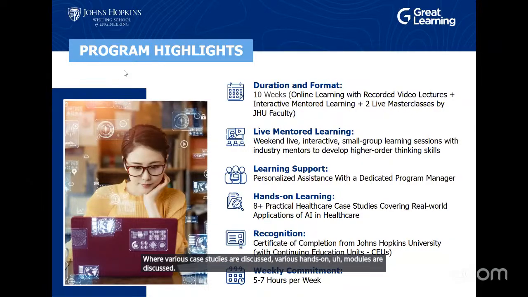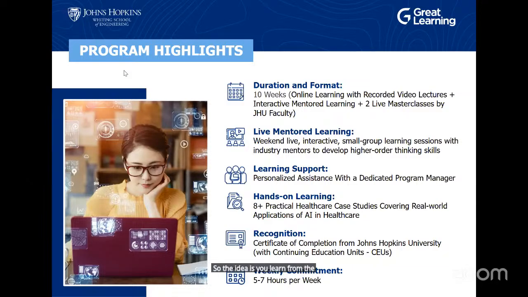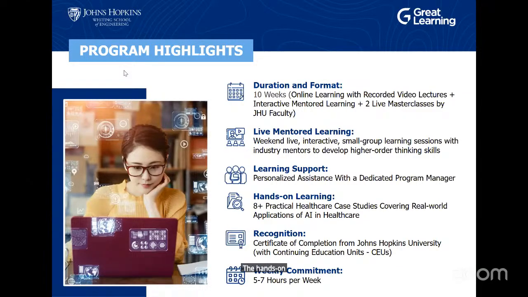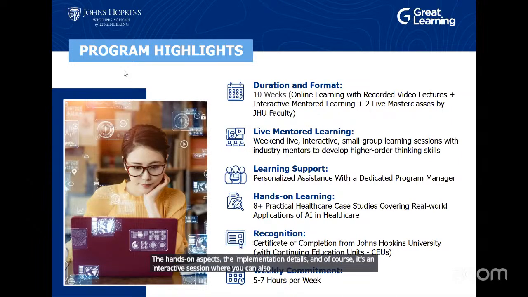So the idea is you learn from the faculty during the weekdays, and then you learn from the mentor the hands-on aspects, the implementation details, and of course, it's an interactive session where you can also get your queries answered and get to know more about how things are implemented out there. And then towards the end of the course, there are 2 live masterclasses by the faculty.